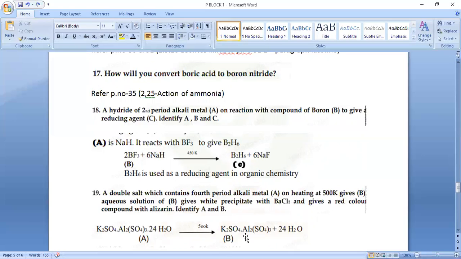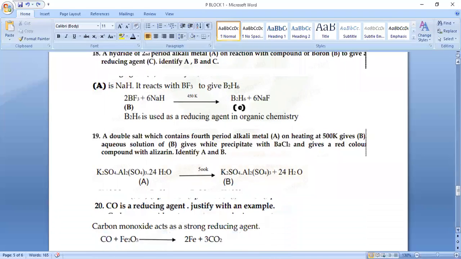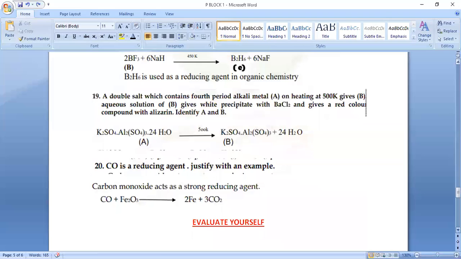And it gives the red color. The aluminum ion present in the burnt alum reacts with the alizarin compound and gives the red color. So the product is red in color. Next, question number 20. Carbon monoxide is a reducing agent. Justify with an example. When you add carbon monoxide to a metal oxide, the metal oxide is changed into the metal. Here, carbon monoxide reacts with iron oxide and it changes into iron. Next, you evaluate yourself.